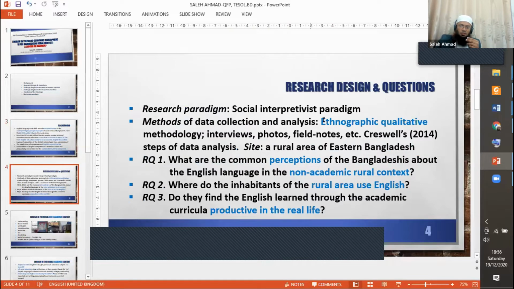And this is the design: a social interpretivist design, an ethnographic qualitative study. The focuses include perceptions of people in the non-academic rural context, which is very rare in our Bangladeshi research area, as you know, and the use of English in rural areas, and productivity.